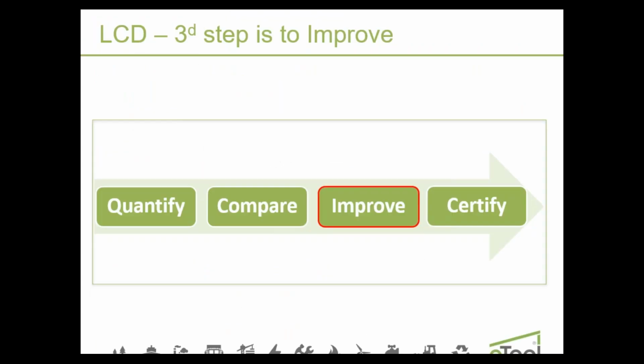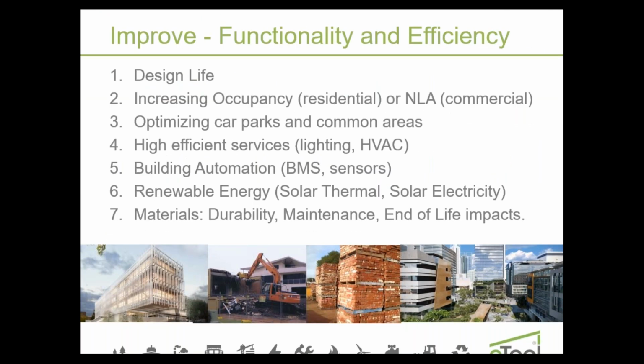To improve, that's our favorite step, and that's what all life cycle design is about. So we need to improve our proposed design to get these improvements, right? To show that we are better than the benchmark. So how can we do this? We can, of course, improve design life. We can improve layouts, or the occupancy or net lettable area, optimize areas, car parks, reduce common areas, and so on.